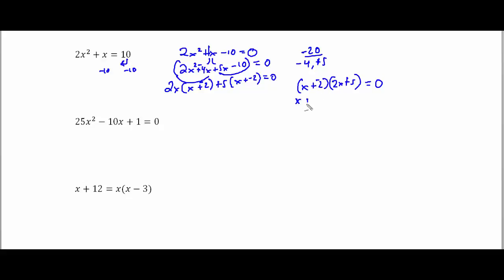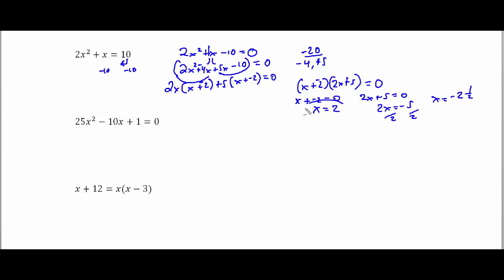I'm going to set x plus negative 2 equal to 0. The x minus 2 is the same thing. If I add 2 to both sides, my answer is x equals 2, so that's one of its locations. This other one is 2x plus 5 equals 0. Subtract 5 from both sides. 2x is equal to negative 5. Divide by 2. x is equal to negative 2.5.